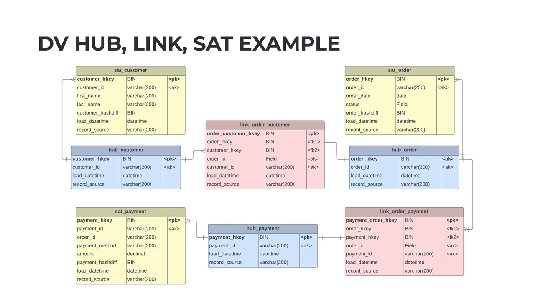Usually, because satellites are the kind of model that does historical keeping, this is a one-to-many relationship. There might be many rows with this customer hash key in here. Same with payment, one-to-many relationship: we have the payment hash key in the hub and the satellite. They have order ID, payment method, amount, payment hash key, stuff like that in the satellite. Same with hub order. And finally, the link links all of them together: which customer is making which order, and which order links to what payment.